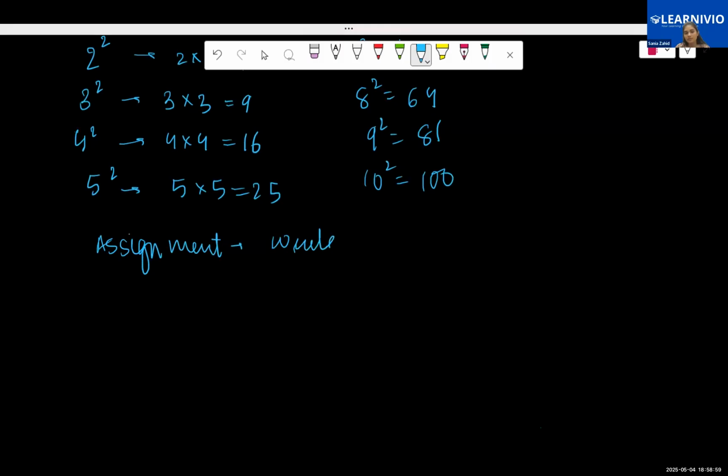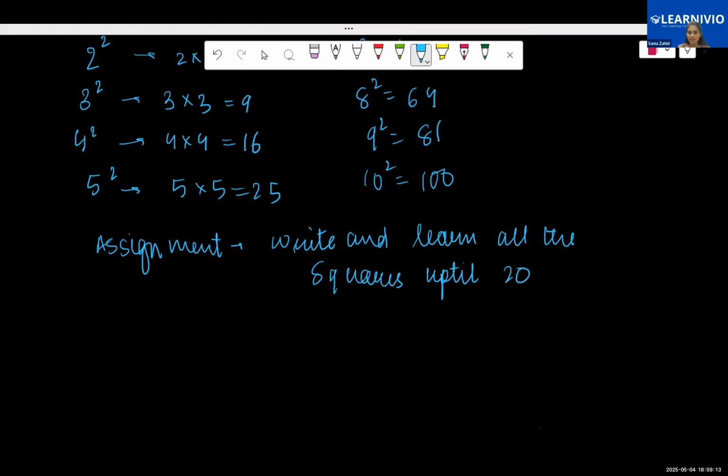Write and learn all the squares up till 20. Okay, children? So you have to learn them by heart. Because sometimes when we have very complex simplification questions, you don't have to multiply, like what is 13 into 13. If you directly know 13 square is 169, you can just directly write your answer. So it becomes easier to calculate your answer. So I'll just see what is the first exercise when we start with that.